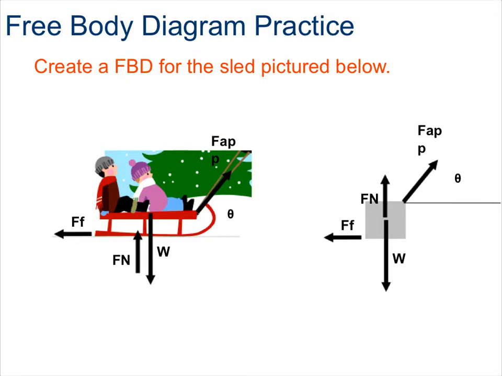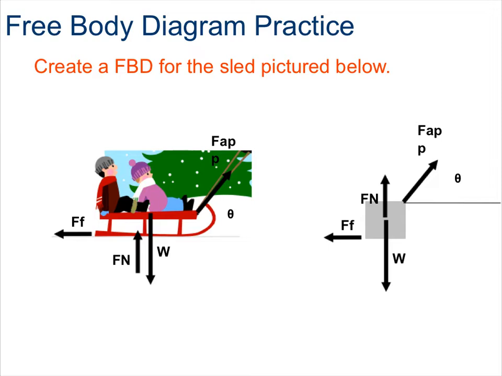Here we're asked to create a free body diagram for the sled pictured below. And you can see that we have 2 people sitting on a sled, and that sled is being pulled, and the sled is rubbing against the ground. So all the forces acting on the sled include an applied force, which is the person pulling the sled. We have the weight of the 2 people on the sled pushing down.